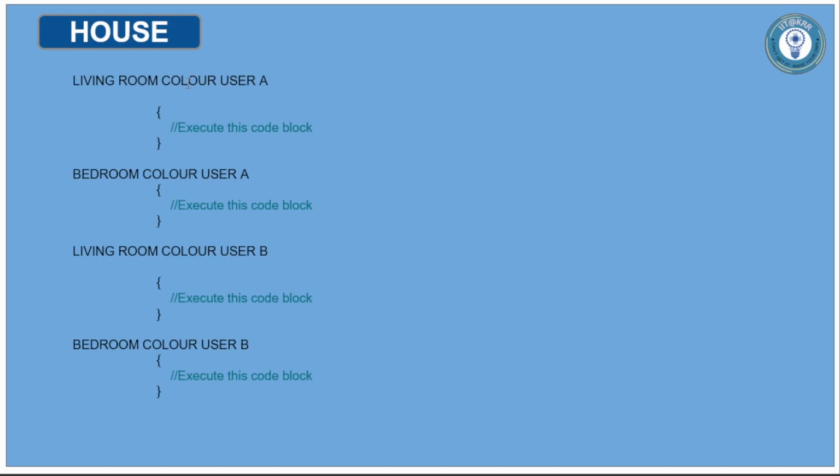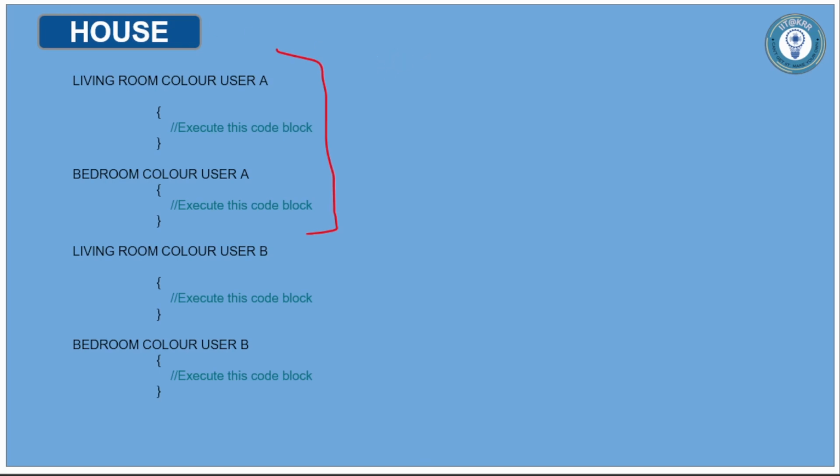User A wants his flat to be painted in a different color. B wants it to be painted in a different color. So what I do is I create a code block which has the program for living room color and bedroom color. Inside this function, I will pass the color of the living room and bedroom.